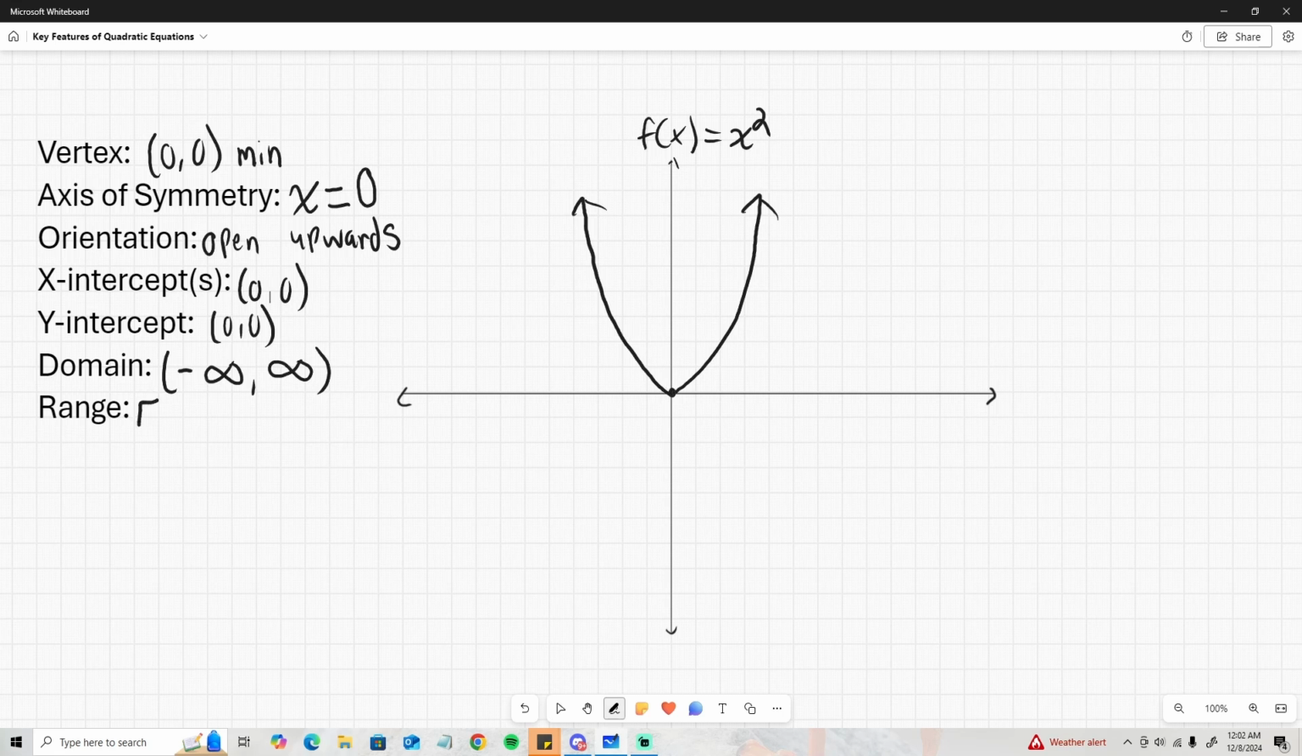So my range is going to go from 0, I do it as a bracket because it touches the point, going all the way up to, where does this graph go if I keep going up? Going up, what am I going to run into? Positive infinity. So I'm going from 0 to infinity. And this would be my little summary right here. My vertex, axis, orientation, x-intercept, y-intercept, domain, and range. These are the key features of this graph. We're going to do a couple more.